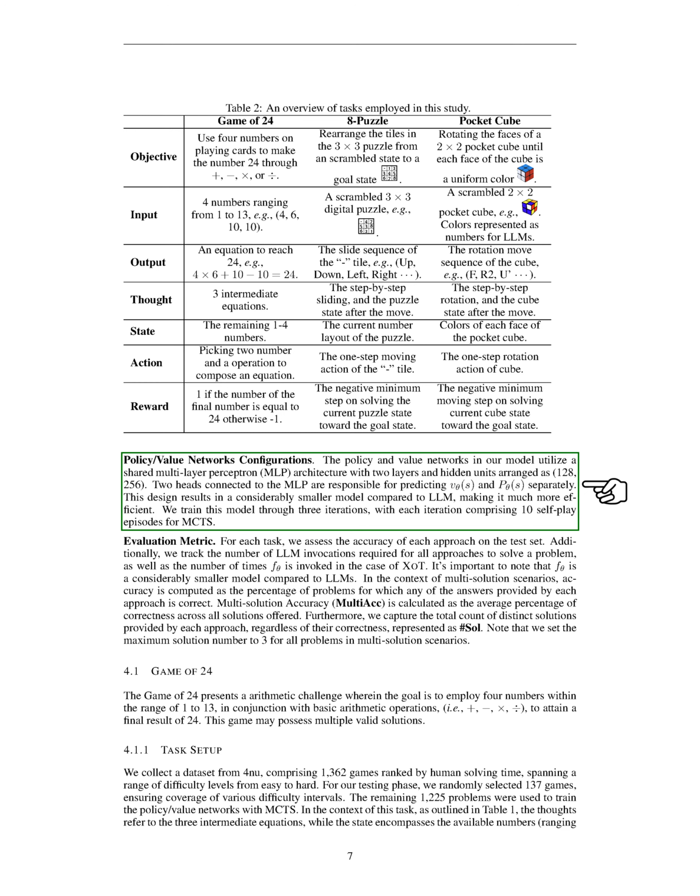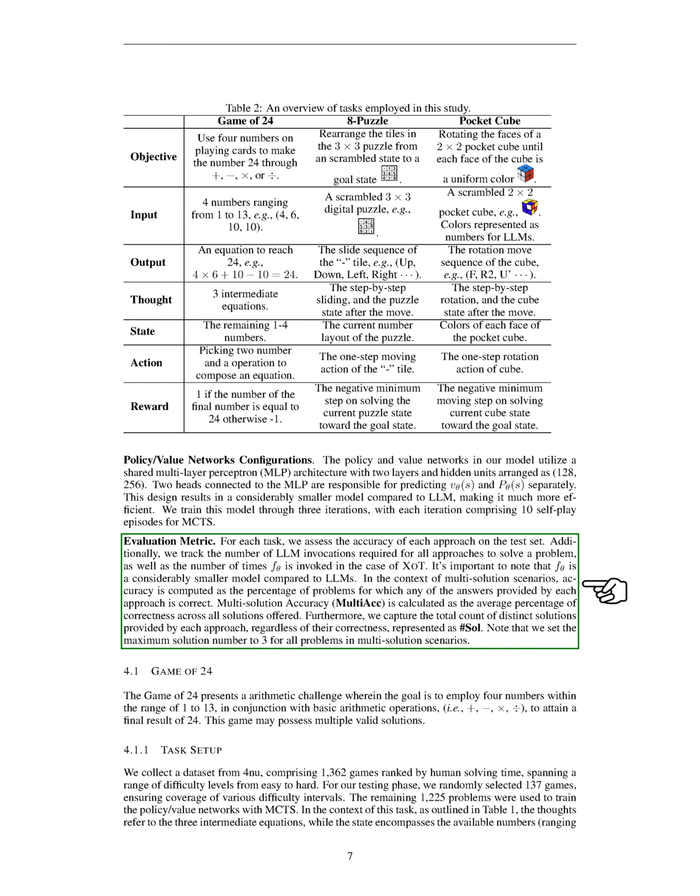For each task, we evaluated the accuracy of each method on the test set. We also tracked the number of language model invocations required for all methods to solve a problem, as well as the number of times the function was invoked in the case of XOT. This function is a much smaller model compared to language models. In situations where there are multiple solutions, accuracy is calculated as the percentage of problems for which any of the answers provided by each method is correct.